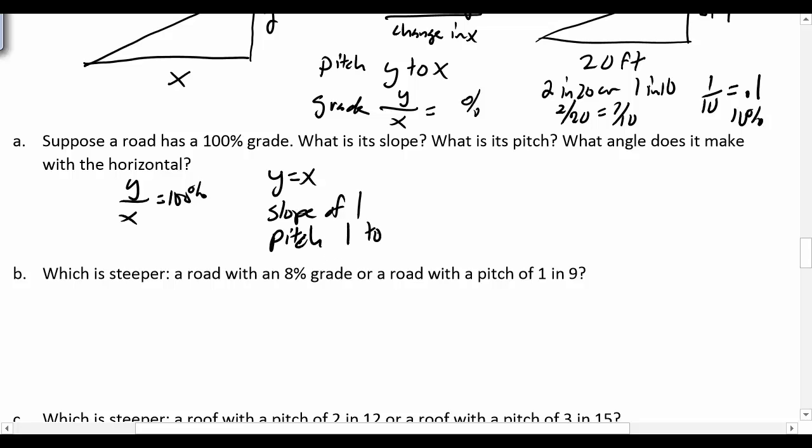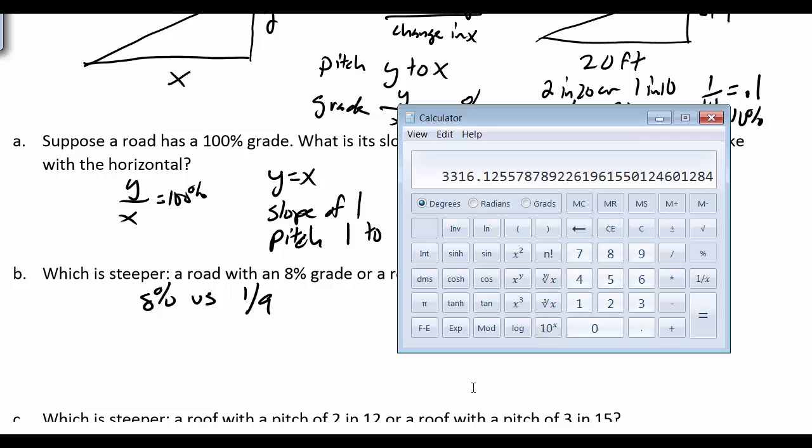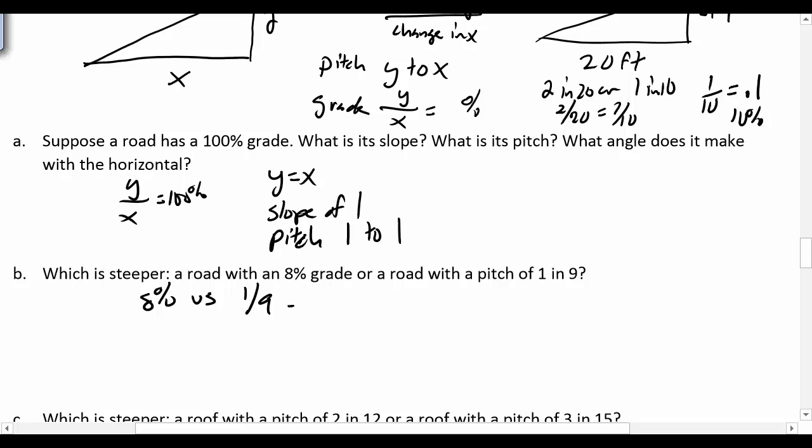All right, which is steeper, a road with 8% grade or a road with a pitch of 1 in 9? Well, in that case, I'd convert them both to percents. So 8% versus 1 over 9, which we can just type into a calculator. And we get about 11%. Well, clearly 11% is larger, so the road with the pitch of 1 in 9 is steeper than the road with 8% grade.